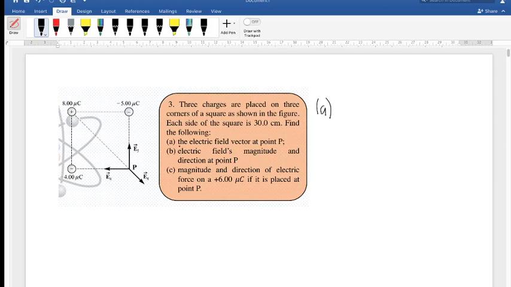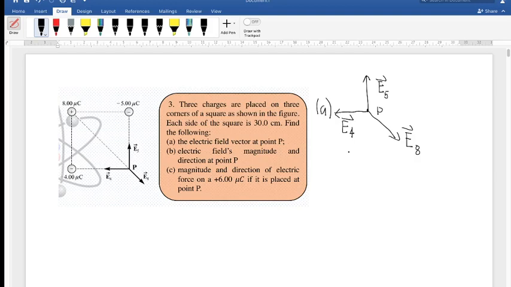So first, the first question is we have to find the electric field vector at point P. So how can we do this one? Okay, so I will just draw here. First, i-draw muna natin yung mga different contribution ng mga charges na electric field. So we have E5, so we have to stick with the subscript notation na lang. Then E4, tsaka here is actually your E8. Okay, so that is at point P.